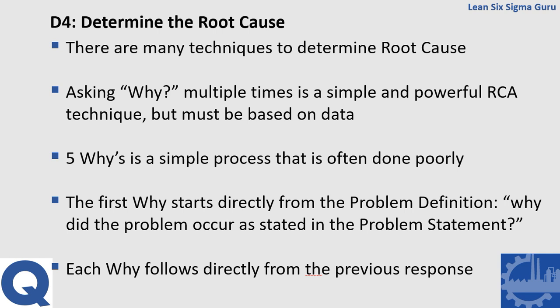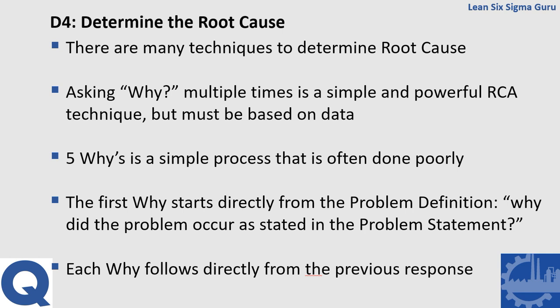There are many, many techniques that can be used to determine root cause. Asking why multiple times is a simple and powerful tool, but it has to be based upon the data. Again, not based upon ideas or opinions, but based upon data. The 5 whys is a simple process, but unfortunately it's often done poorly. One problem is often the starting point. The first why starts directly from the problem definition. Why did the problem occur as stated in the problem statement? And then we ask why and work from there. Each why follows directly from the previous response.